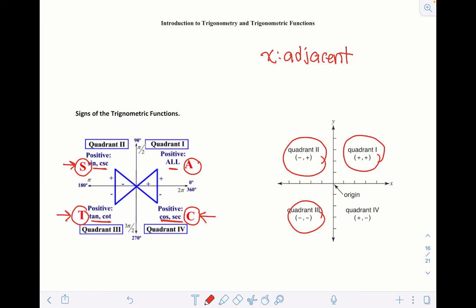X and y's are both negative in quadrant 3, and y here is equivalent to opposite. And that's actually why tangent and cotangent are still positive here, is because it's going to be opposite over adjacent, which is the same thing as y over x. So the negatives are going to cancel out. So that's why tangent and cotangent are positive here. And then for quadrant 4, you've got that x's are positive and y's are negative.